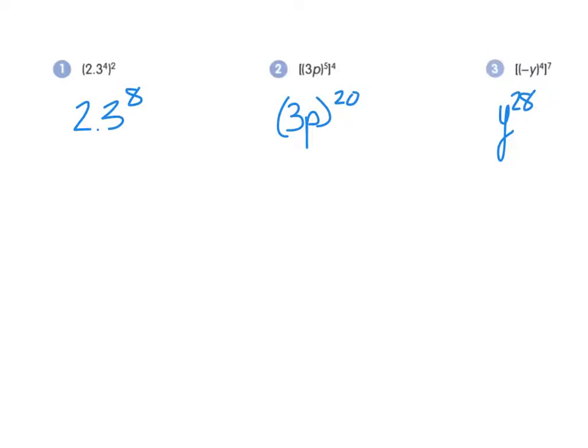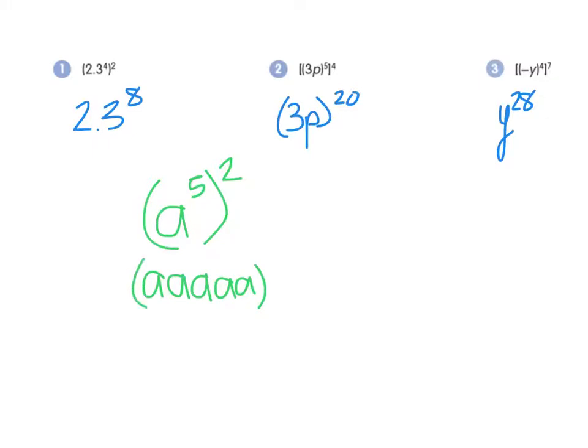Another hint that I have for you is if you ever forget what any of the rules are, like let's say you have this problem here where you have a to the power of 5 and then that's to the power of 2. If you forget what the rule is, my hint for you is to expand it out. What I mean by expand it out is to write down, instead of a to the power of 5, write down 5 a's. And then since this is to the power of 2, write that down 2 times.